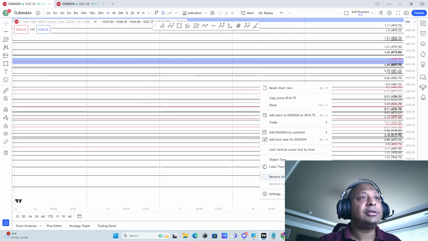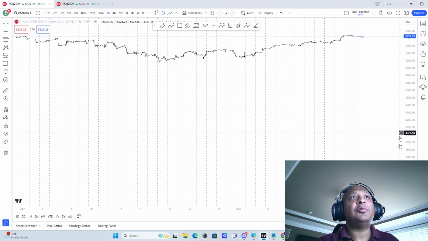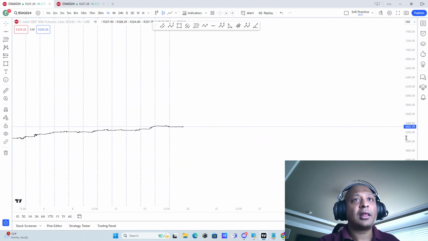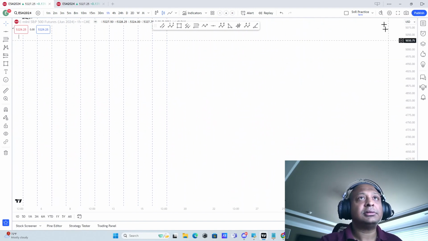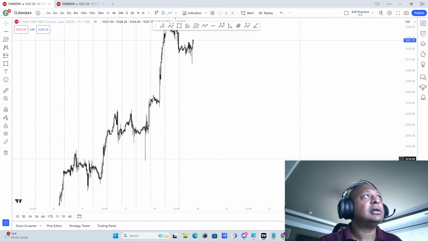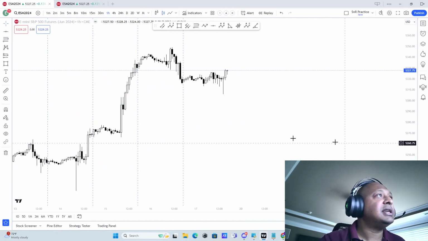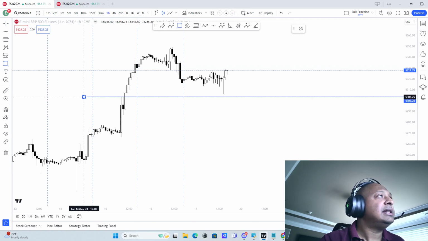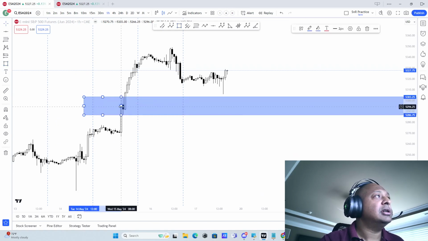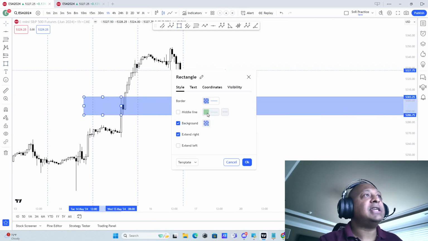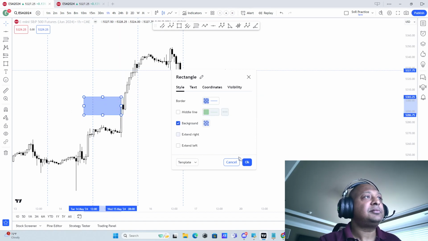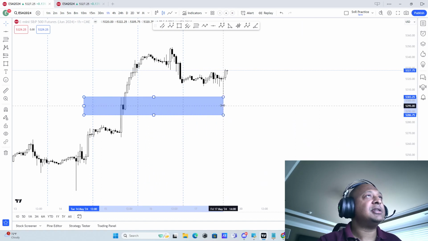let me remove drawings. If we go to a 1 hour chart, I will say this is support. Do you know why I'm saying that this is support? This is just one black bar in the middle. Why is this support?